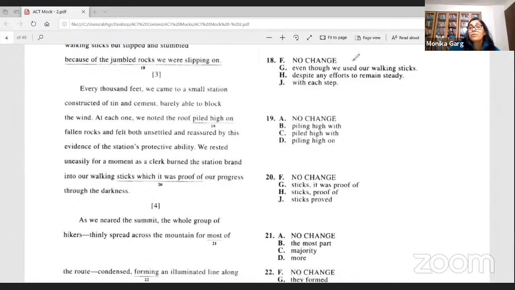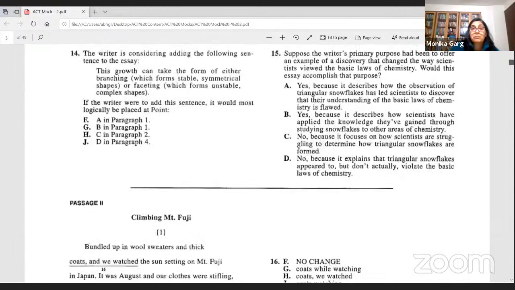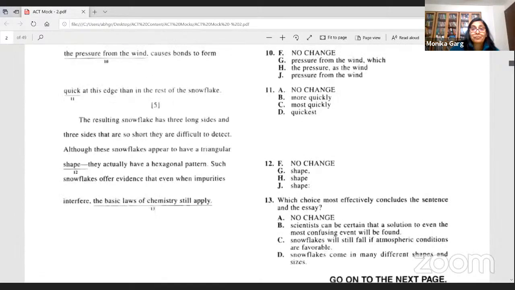Now, one more question, and that would be the last one. This is on faulty comparison, question number 11. Okay, so this is the one we're doing. Question number 11. This is called faulty comparison. Let's read the question sentence.